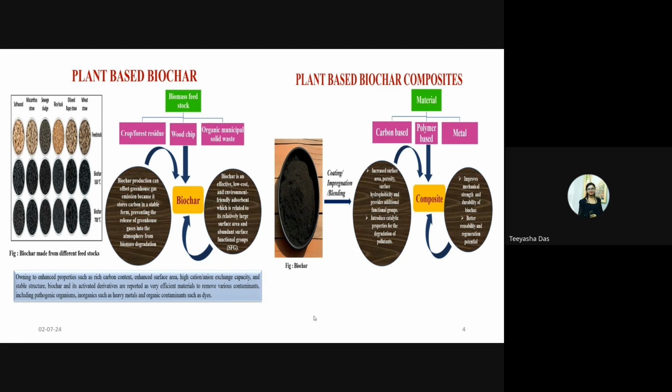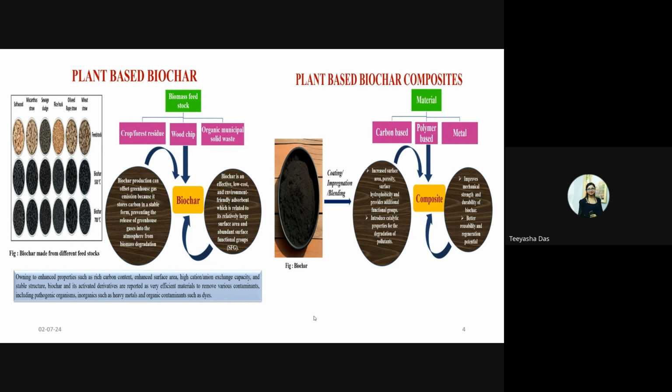Now, owing to enhanced properties such as rich carbon content, enhanced surface area, high cation anion exchange capacity, and stable structure, biochar and its activated derivatives are reported as very efficient materials to remove various contaminants, including pathogenic organisms, inorganics such as heavy metals, organic contaminants, dyes, pharmaceuticals, etc., from wastewater.